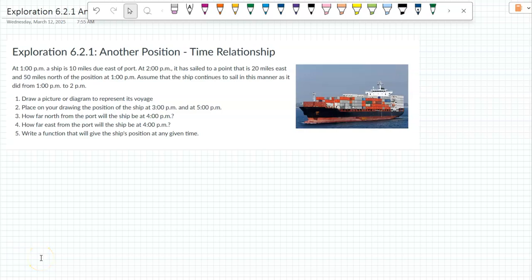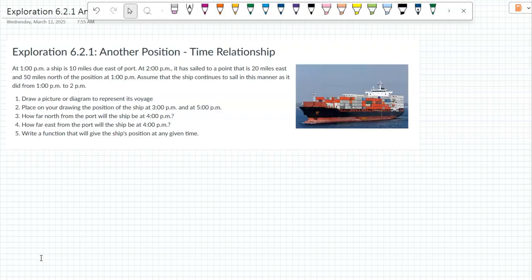All right, so this is exploration 6.2.1, and we are going to talk about a position-time relationship. And we're going to think about this relating to a ship and its position relative to a port. Okay, so at 1 p.m., a ship is 10 miles due east of port. So that's where it is at 1 p.m.